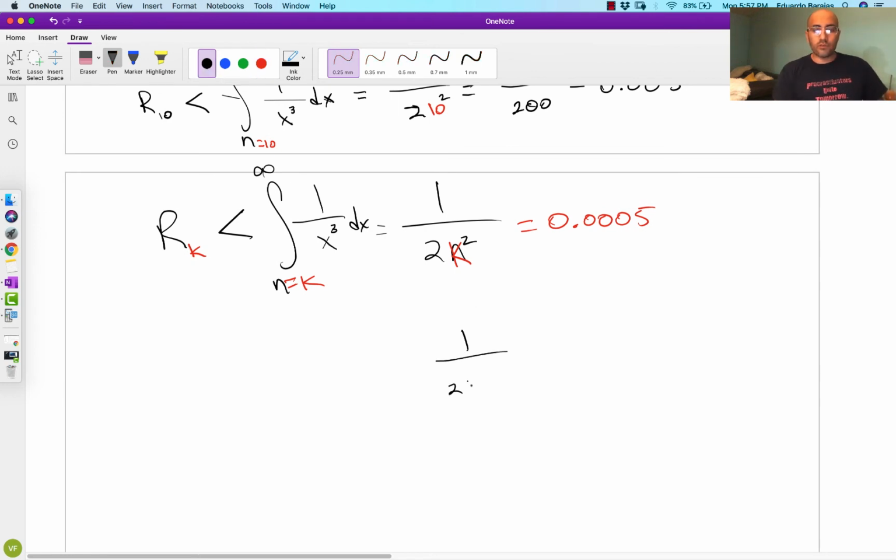1 over 2k squared, I want that to be equal to 0.0005. So multiplying both sides, we get that 1 equals 2k squared times 0.0005. Multiplying those two together, we get that 1 equals 0.001 k squared.